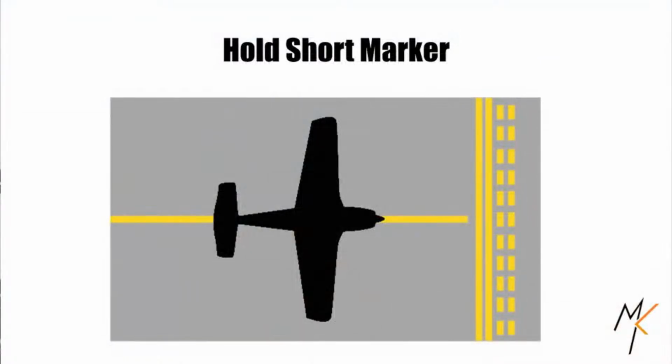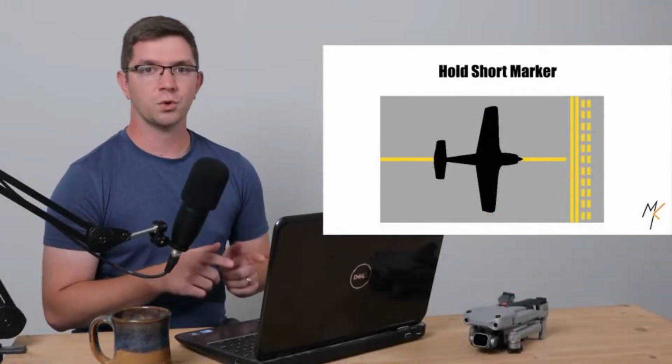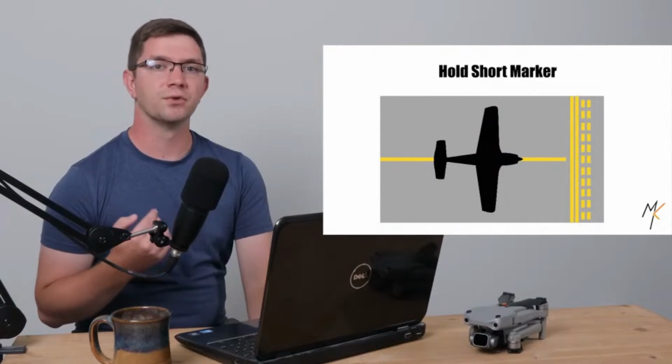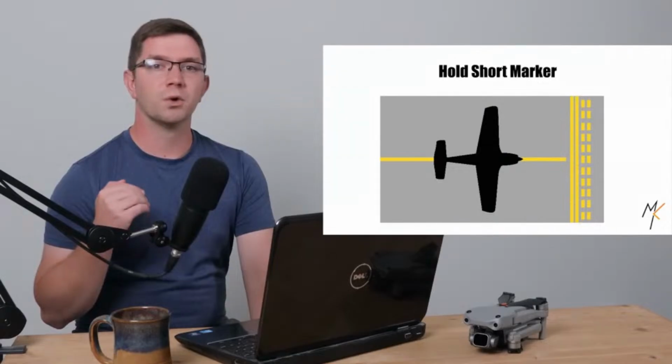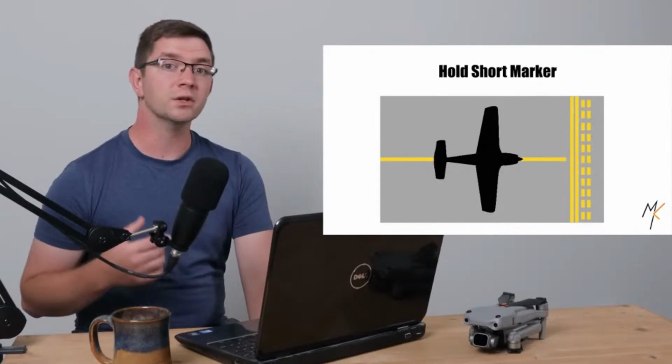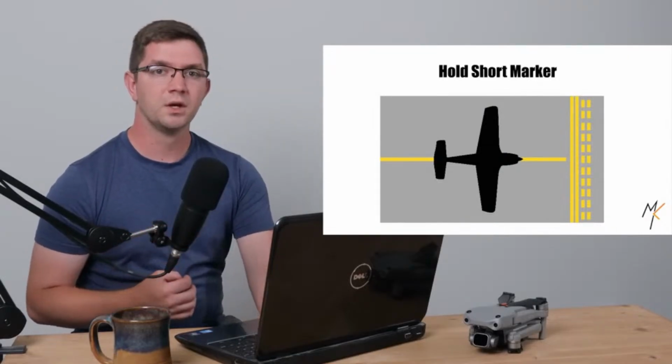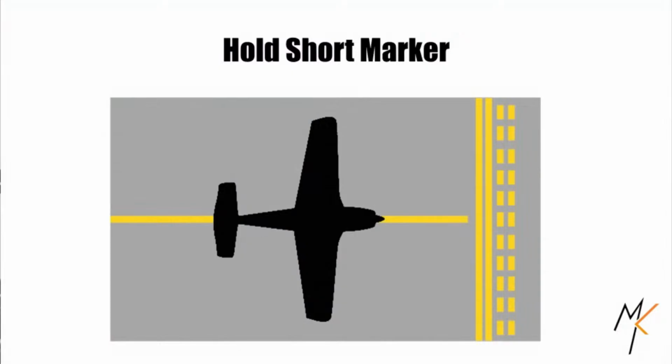Here's a very important marking. This is known as a hold short line. These are going to be located at any intersection where the taxiway and the runway are meeting. The rule is that when you approach a hold short marker and the two solid lines are in front of you first, like for this aircraft right here, that means you are not allowed to cross this hold short marker until you have been given clearance by the tower. If you're approaching this marker from the opposite side, where the dashed lines are in front of you first, you do not need a clearance. You're allowed to cross because the dashed lines indicate you are clearing the active runway.